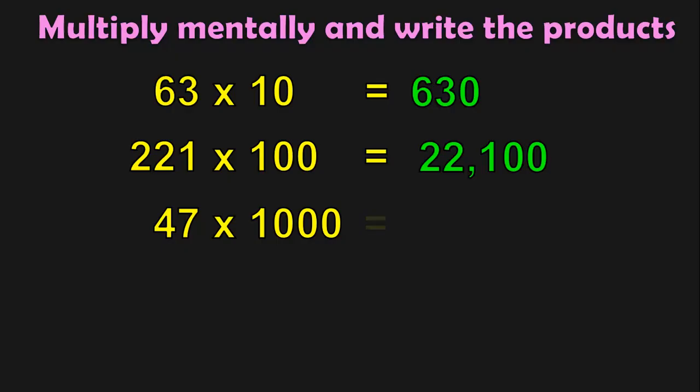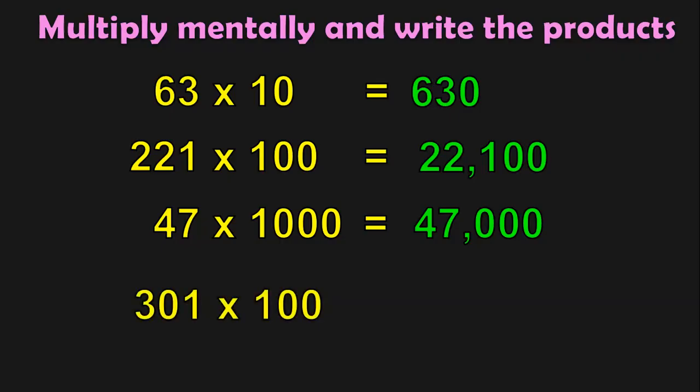Next, 47 into 1000. What do you do when you have to multiply by 1000? Write down the same number followed by 3 zeros. So the answer is 47,000. 301 into 100. What will be the answer? It will be 301 followed by 2 zeros. So the answer is 30,100.